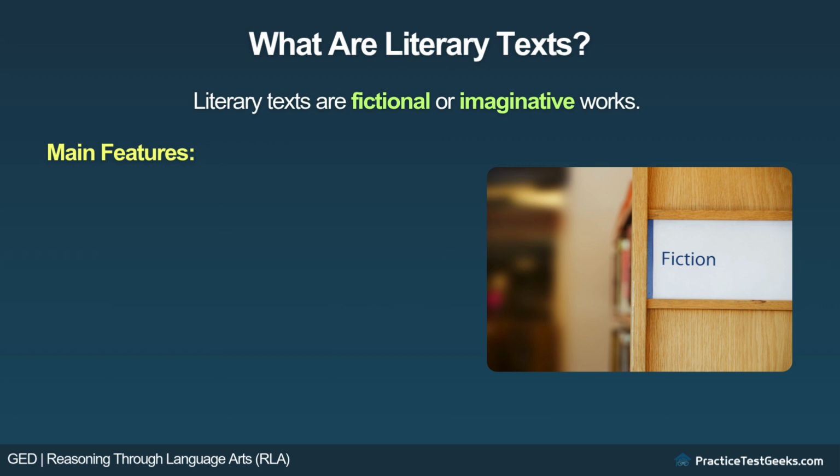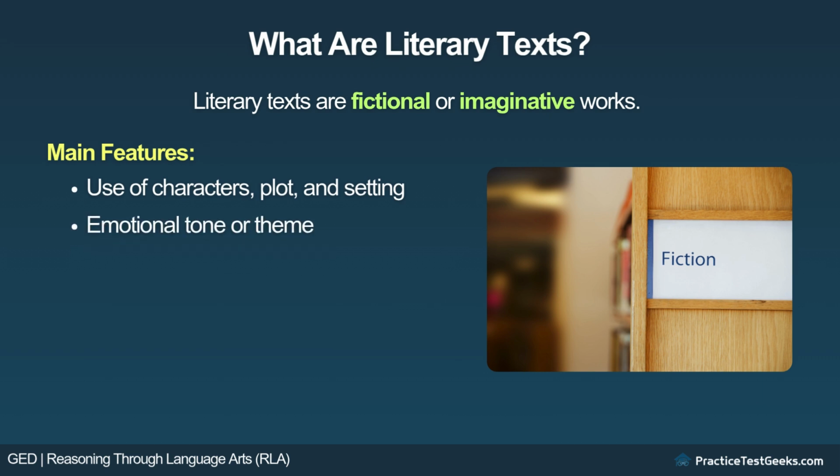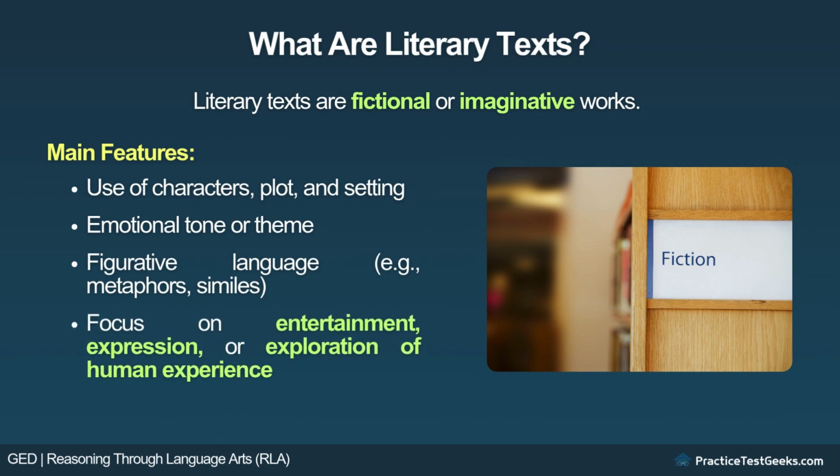Next, literary texts often contain several key elements. First, they use characters, plot, and setting. Then, they typically have an emotional tone or theme. In addition, they often use figurative language, such as metaphors and similes. Overall, the focus is on entertainment, expression, or the exploration of human experience.